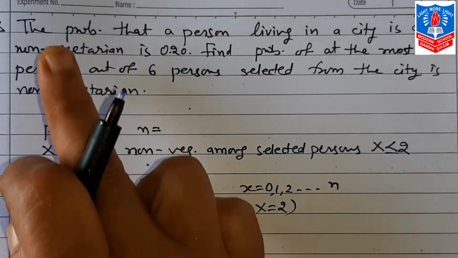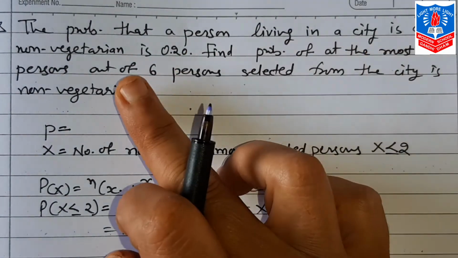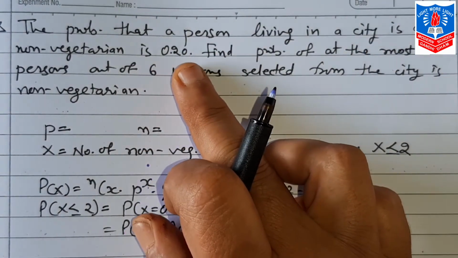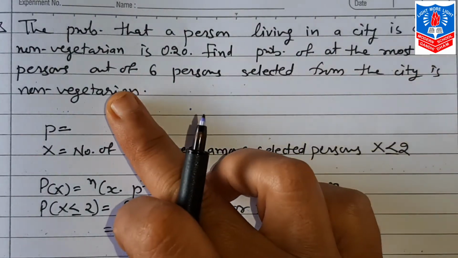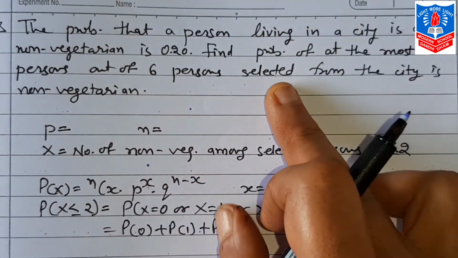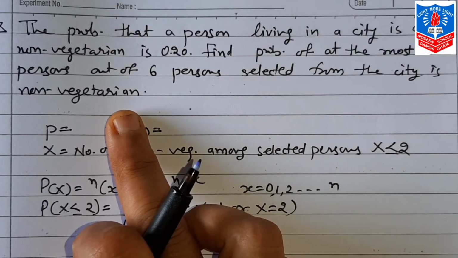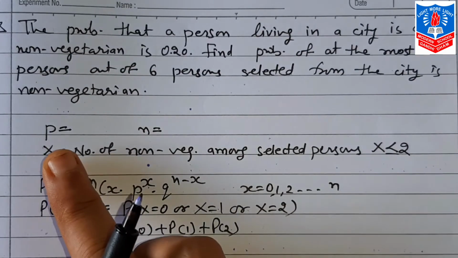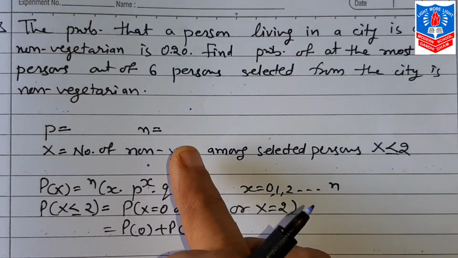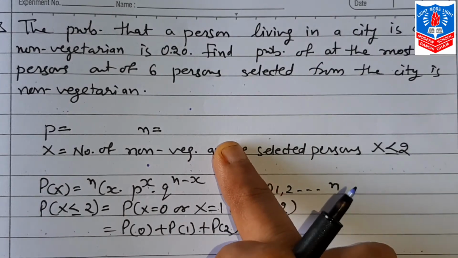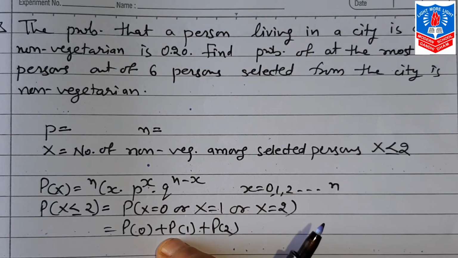Next sum. The probability that a person living in a city is a non-vegetarian is 0.20. Find the probability that at the most 2 persons out of 6 persons selected from the city are non-vegetarian. Now here, as we discussed, we find n, p, x, q first, and then only we go for the formula and then we will solve it.